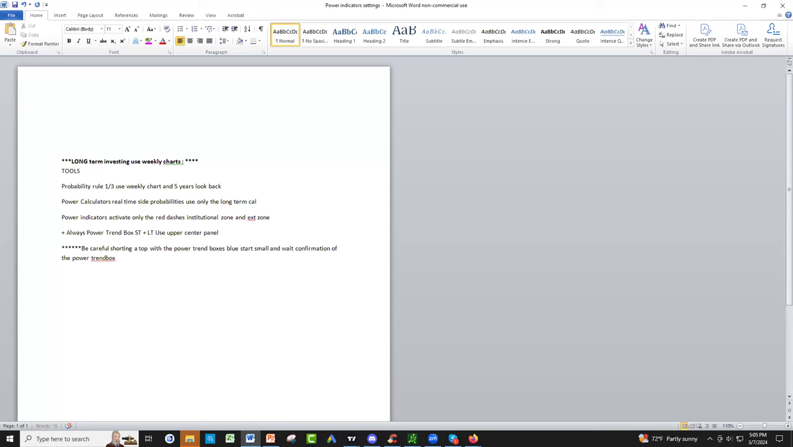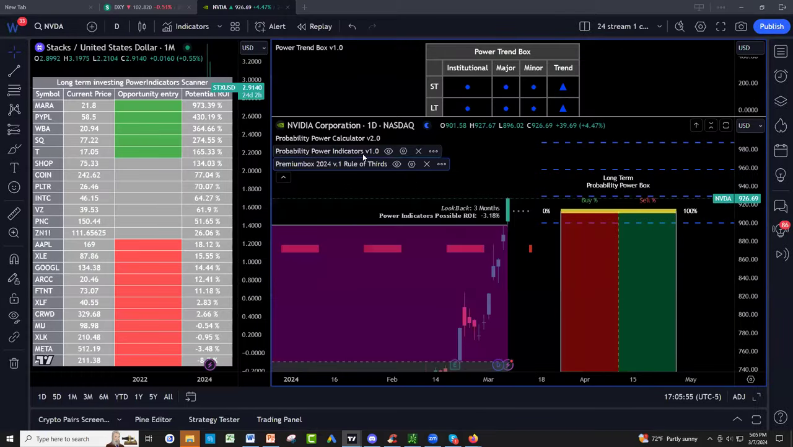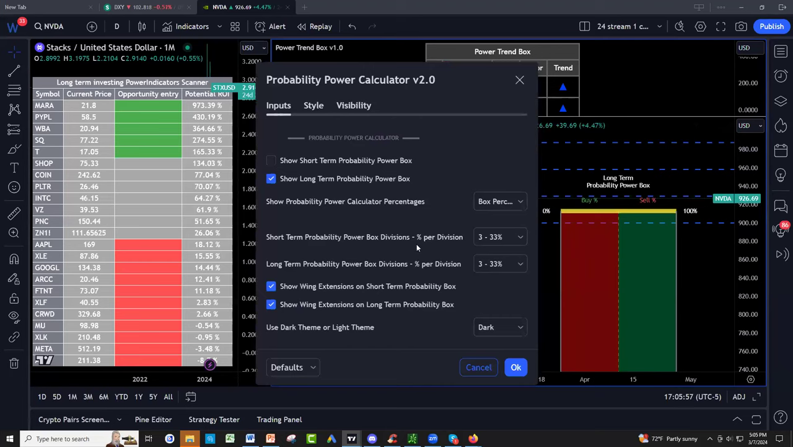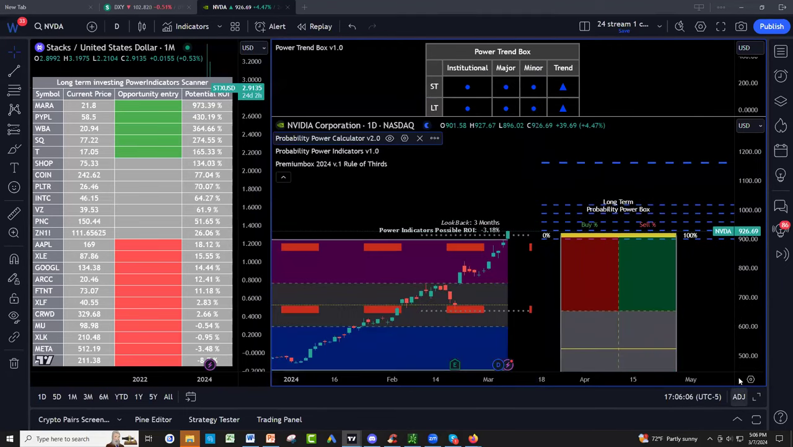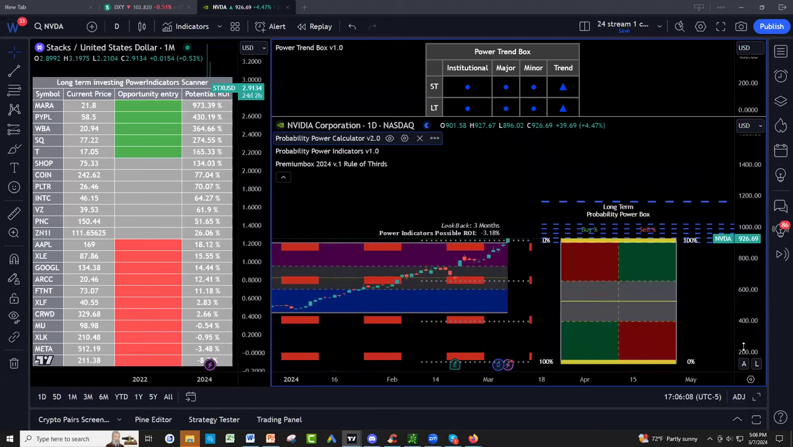So let's go again. I'm showing you everything to make sure you got it. I go here, go back to the calculator settings. Look, I don't want the short-term calculator because I am doing long-term investing. If I check the short-term, look what happened. Now I have a small one and a big one, and I don't need that. I want the big picture.